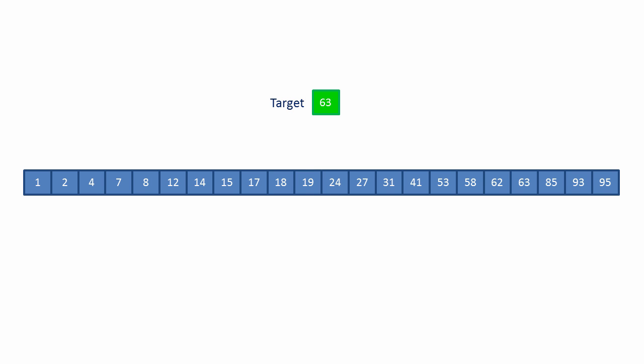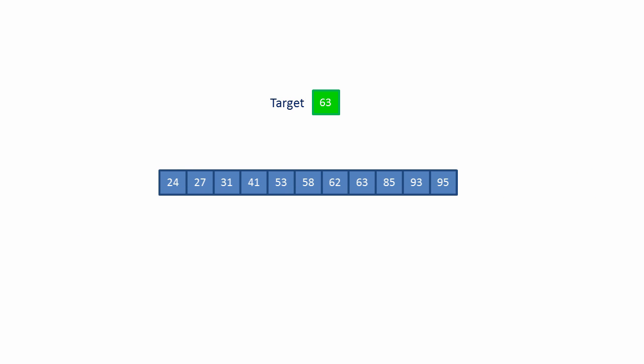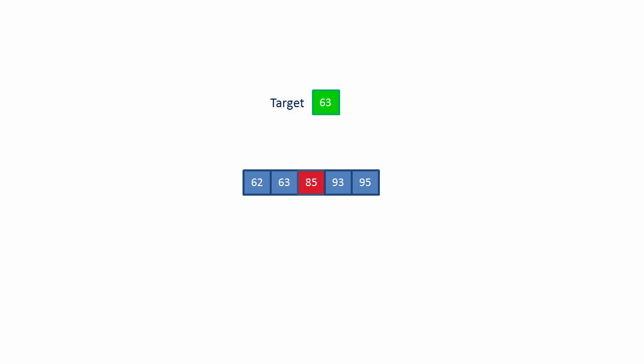Let's do it again, but this time with twice as much data. We check the middle value. We discard half of the list. We do it again and discard half of the list. And again, discarding half of the list. And eventually we get there with 4 chops.